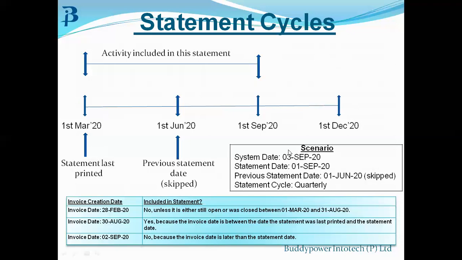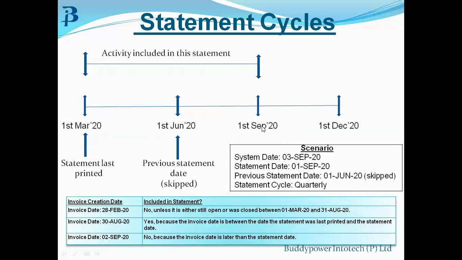Let's look into the scenario here. The system date is given as 3rd September 2020 and the statement date is given as 1st September 2020. The previous statement date was 1st June 2020, where you have given a setup for skipping it, and the statement cycle is quarterly. So the activity included in the statement spans from the date the statement was last printed, 1st March 2020, to the current date, 1st September 2020.